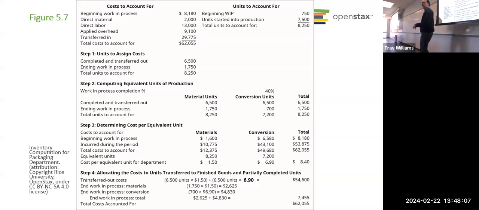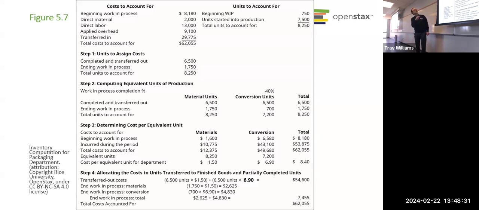I know this is not the most exciting thing, but let's do a review of what happened here in the packaging department. So at the beginning of the period, they had $8,180 of work in process inventory, right? That would be any material, labor, and any overhead that was carried over from the last period. So they have those costs at the beginning of this period.